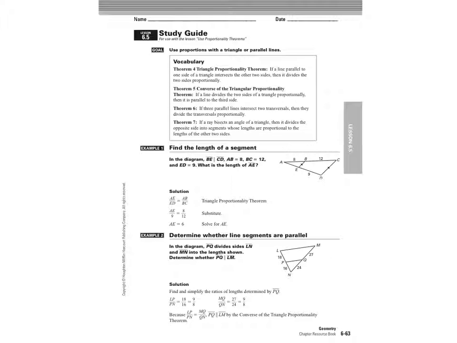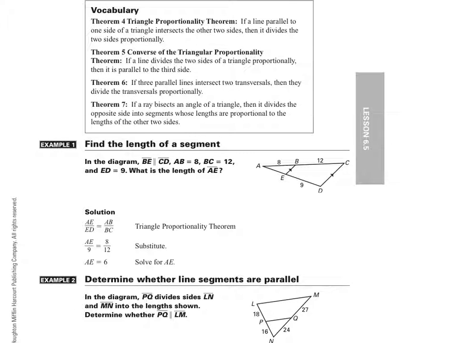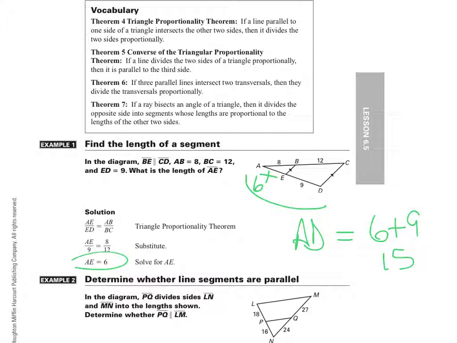Now, on the test tomorrow, notice on this one, we're looking for the length of AE, which is this little piece. I may ask you to find the length of AD. So once you find AE and find out that it's 6, if I ask you to find AD, know that you've got to go back and add 6 plus 9 and get 15. So make sure when you're answering 1 through 5, you're reading what I want solved for.